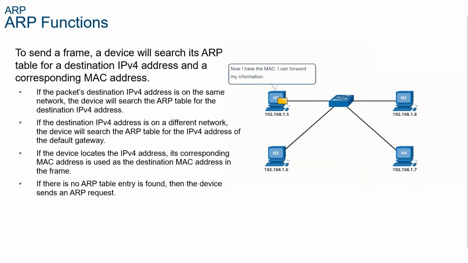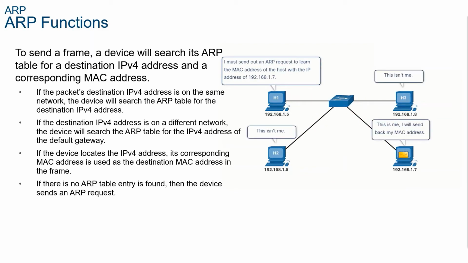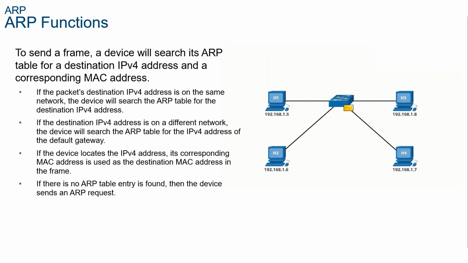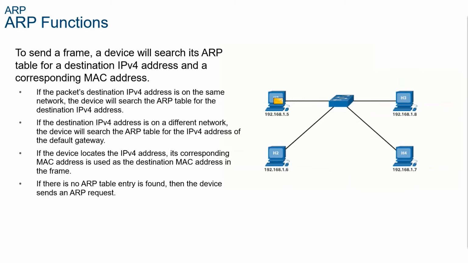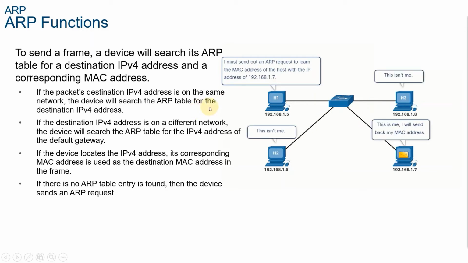The sending device will search the ARP table for a destination IPv4 address and a corresponding MAC address. If the packet's destination IPv4 address is on the same network as the source IPv4 address, the device will search the ARP table for the destination IPv4 address. If the destination IPv4 address is on a different network than the source IP address, the device will search the ARP table for the IPv4 address of the default gateway. So in both cases, the search is for the IPv4 address and the corresponding MAC address for the device.